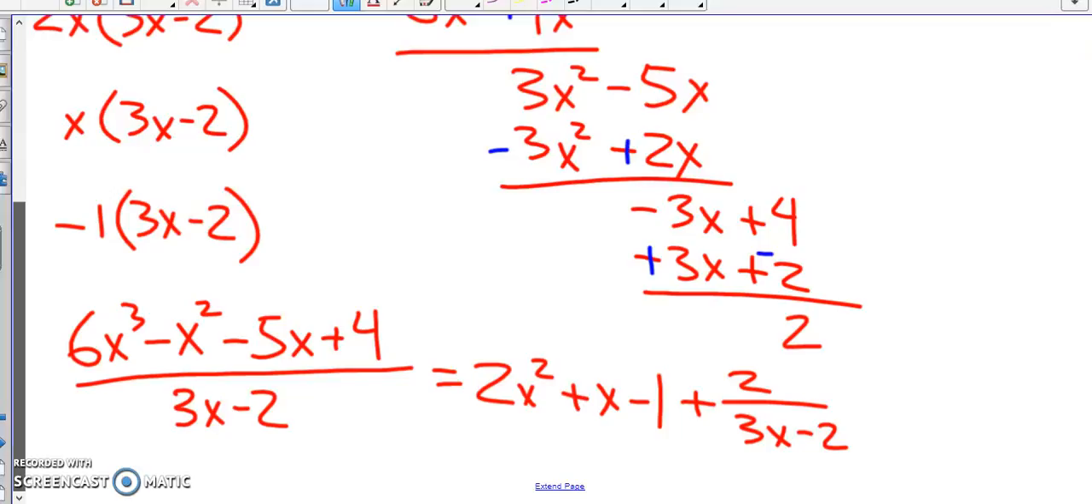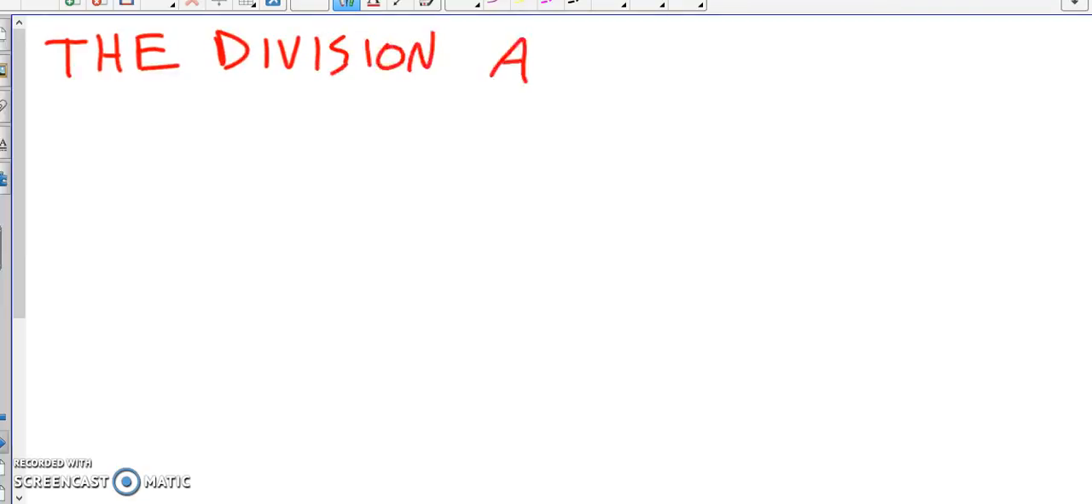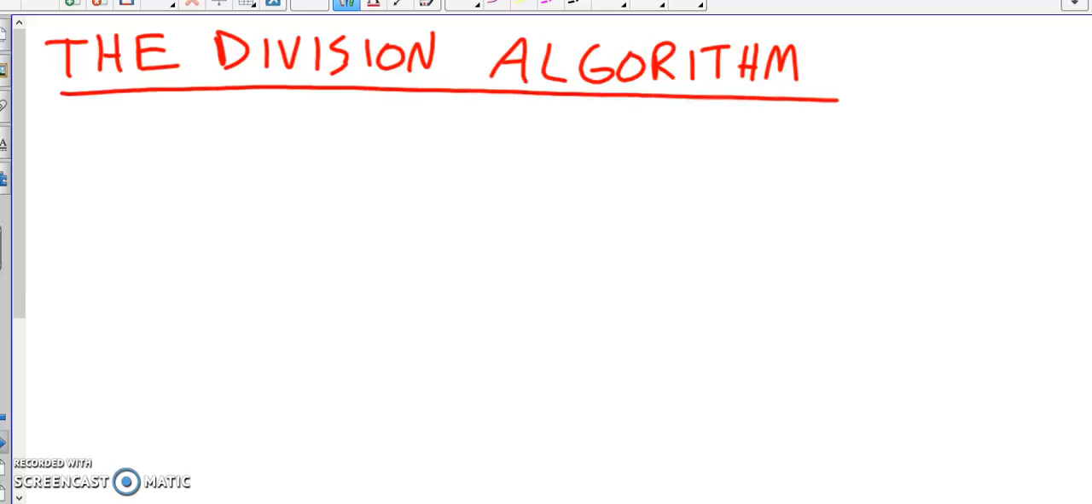Now, this brings up what's called the division algorithm. The division algorithm. All right. So let's pay close attention to this.